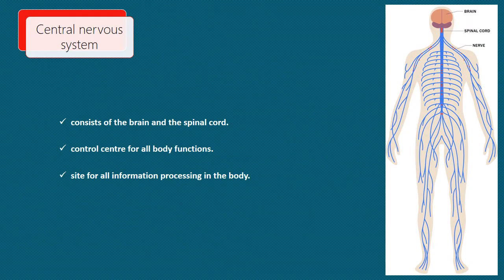Central nervous system. Do you know, kid, what is central nervous system? The central nervous system consists of a brain and the spinal cord. It is the control center for all body functions. It is the site for all information processing in the body. This central nervous system is responsible for the processing of every sensation and thought a human being experiences.